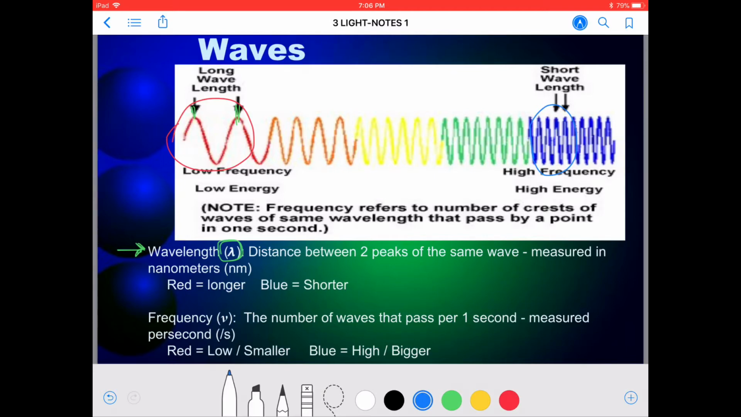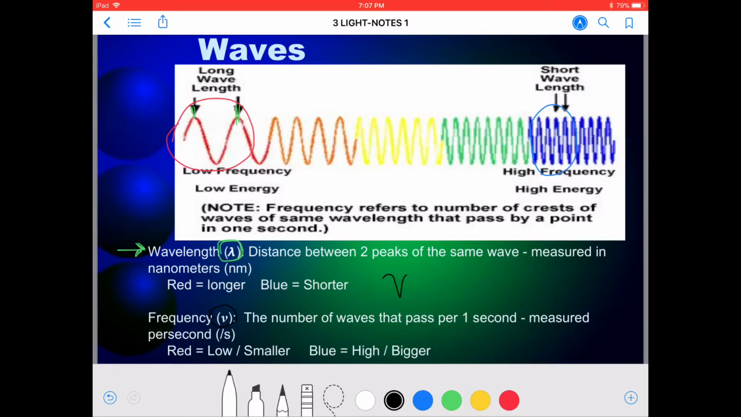If you look at frequency, frequency is actually this symbol here. It's kind of a funny looking V. When I draw frequency, I draw it with just a V with a tail in the front. It's the Greek letter nu, and that's just showing us the number of waves that pass per 1 second.